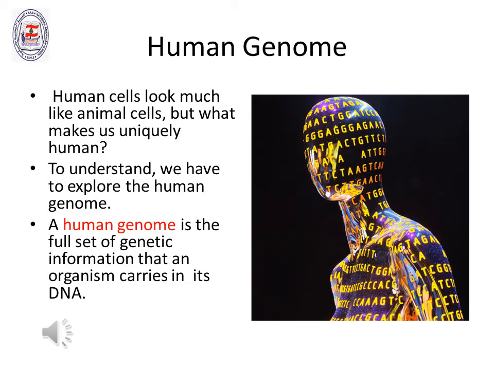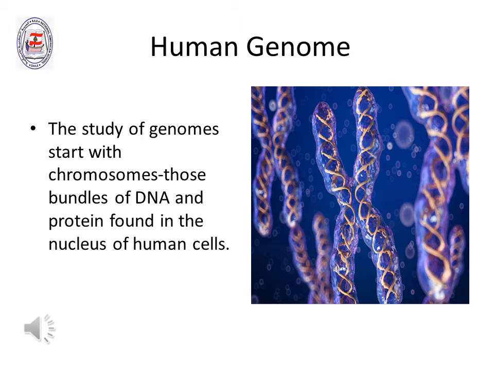Human cells look much like animal cells, but what makes us uniquely human? To understand, we have to explore the human genome. A human genome is the full set of genetic information that an organism carries in its DNA. To study genomes, we need to study chromosomes. Chromosomes are bundles of DNA and protein found in the nucleus of human cells.